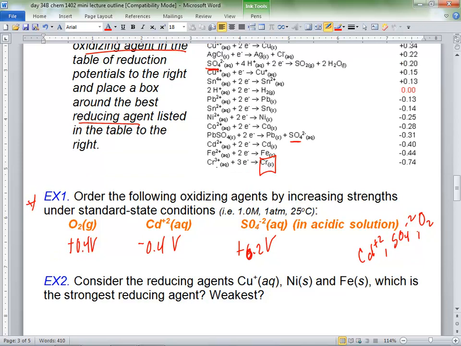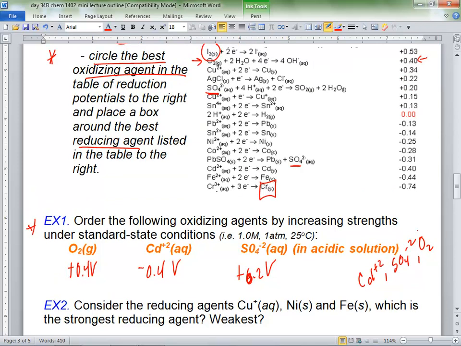Consider the reducing agents. Oh, I'm losing my table here. Consider the reducing agents, copper, nickel, and iron. So go ahead. You've got the table. List them, or no, just pick which one's strongest and which one's weakest. All right, you've got the table. We want reducing agent strength. Copper ion, nickel solid and iron solid.